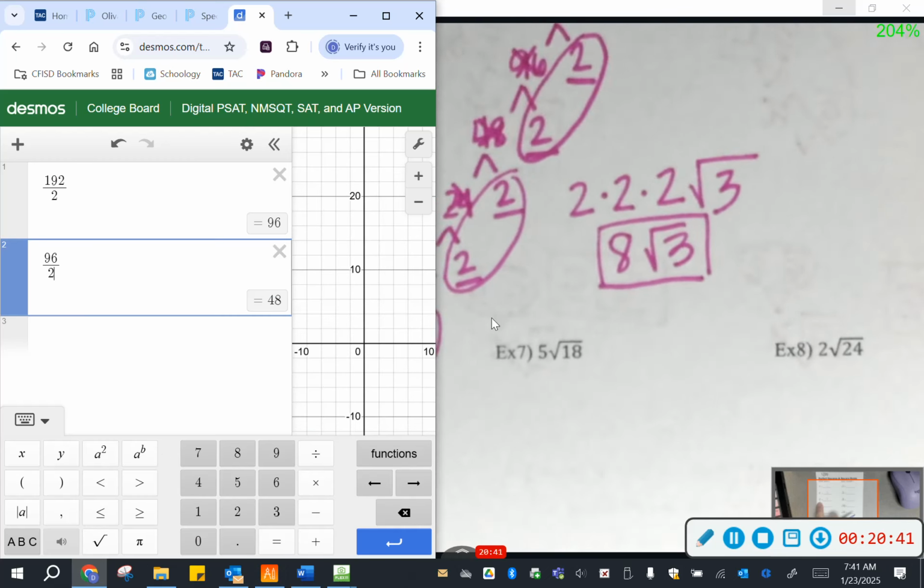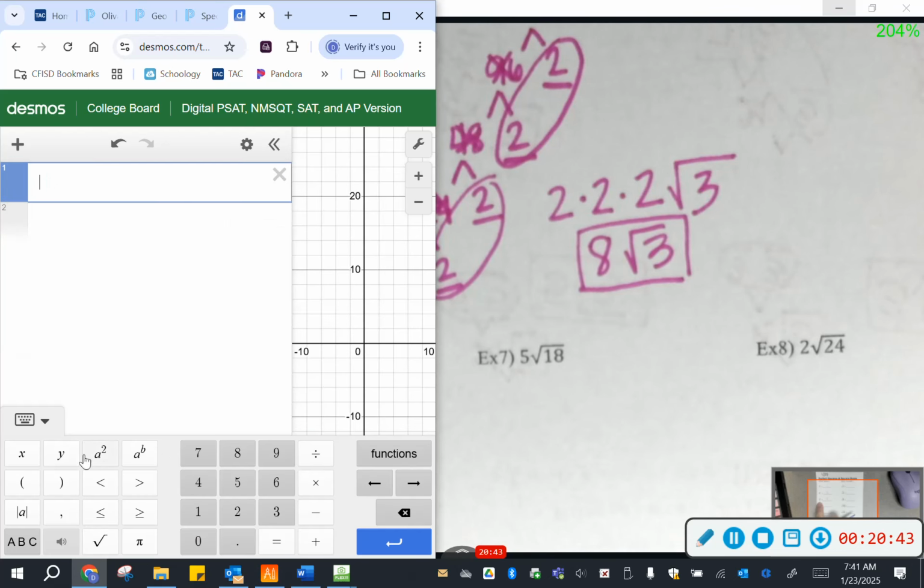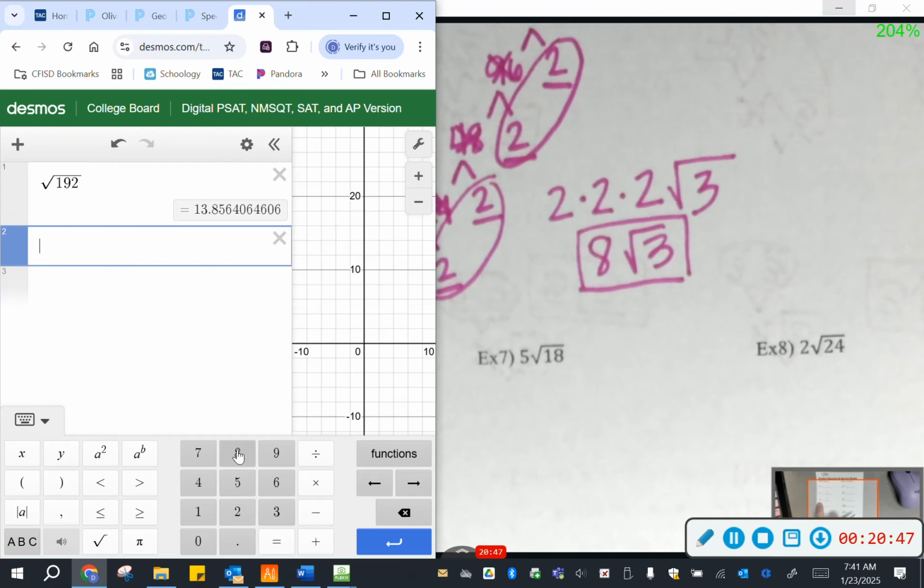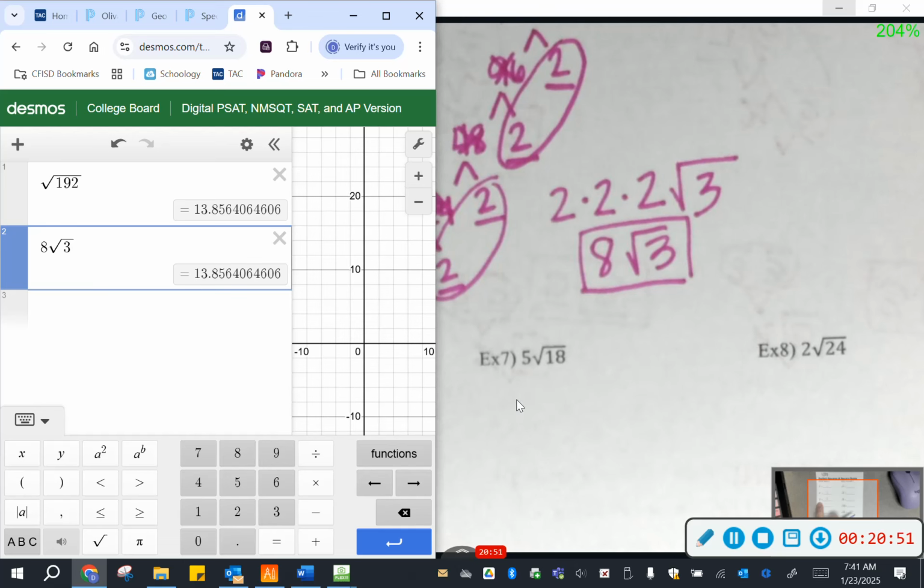And then again, always check yourself. Would I be so nice to give you a multiple choice question like this on the test? What could you do with a multiple choice question? Could you just check all the answer choices and see which one matches?